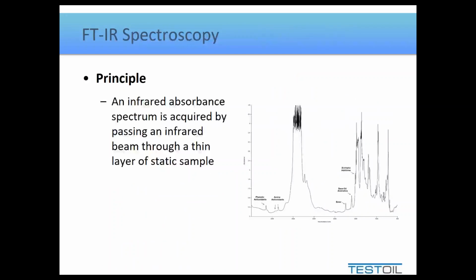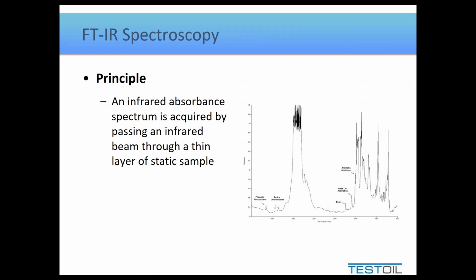Now, the basic principle of FTIR testing is that we take a very thin film of a static sample, so this is a non-moving sample, and we simply shine an infrared beam through this thin film and aim it at a detector. As the infrared beam passes through the thin film of material, it's a broad spectrum FTIR. It covers a reasonable range of wavelengths.